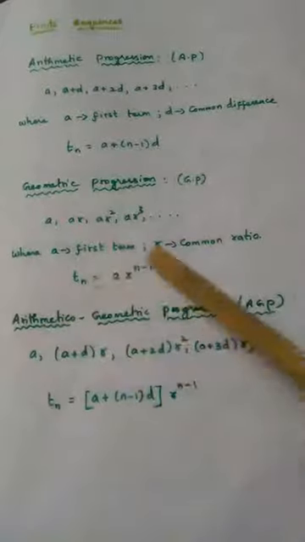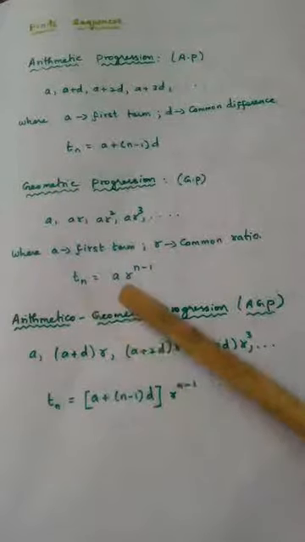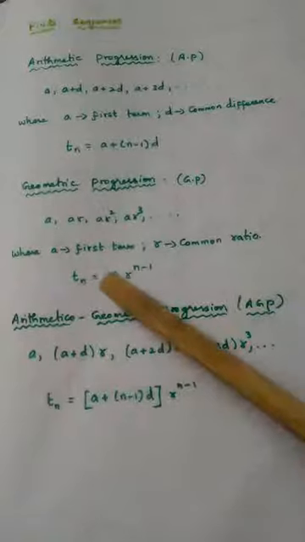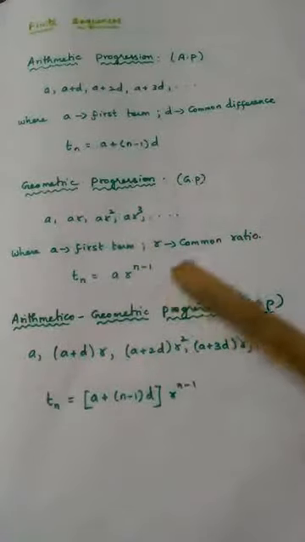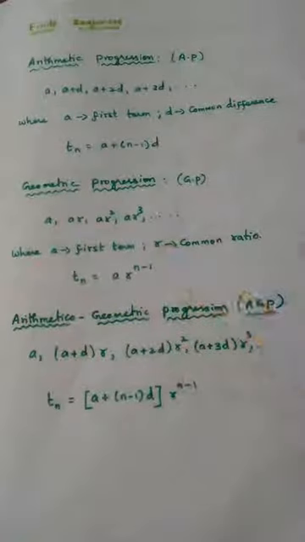The general term of GP is given by Tn is equal to a into r power n minus 1. How am I reading this? a into r power (n minus 1). This is called the nth term or general term of a GP.